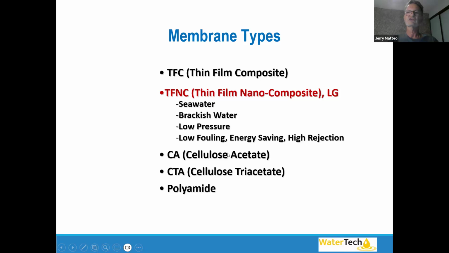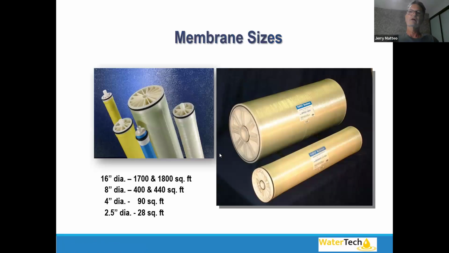And interestingly enough, cellulose acetate is tolerant of chlorine, but it takes a super high pressure, so you don't see them. It's very energy demanding. All of them are. When you get into seawater, there's a big energy demand, but a lot less with the thin film composite than with cellulose acetate. Membranes look like this.